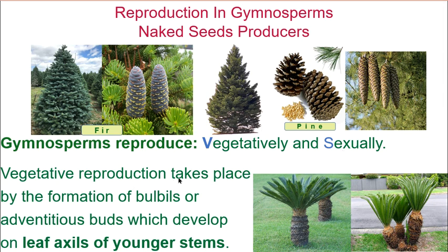Now, vegetative reproduction takes place by the formation of bulbils or adventitious buds which develop on leaf axils of younger stems. Suppose the stem is younger, the bulbil or adventitious bud will grow and it will finally grow into a new gymnosperm plant. Fine. This is how gymnosperms reproduce vegetatively. Is it clear with you? Now, before moving to the sexual reproduction of gymnosperms, I want to give you a small introduction about the plants.